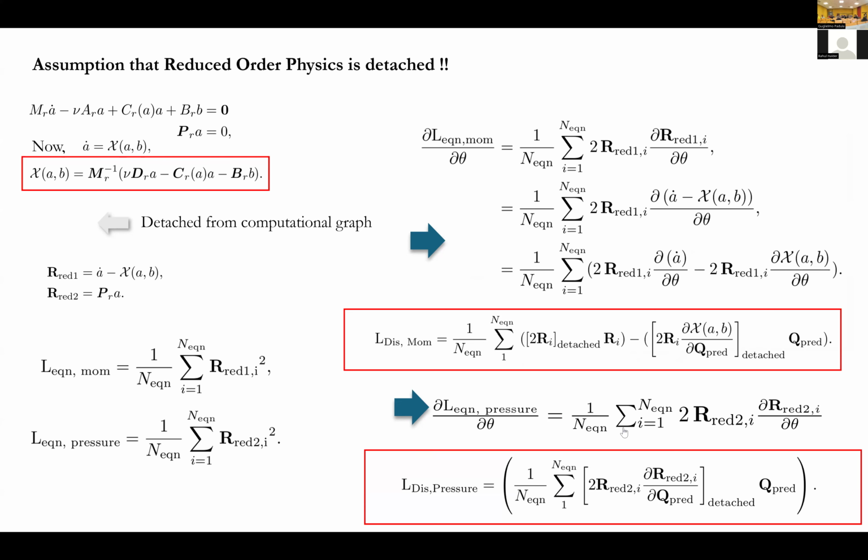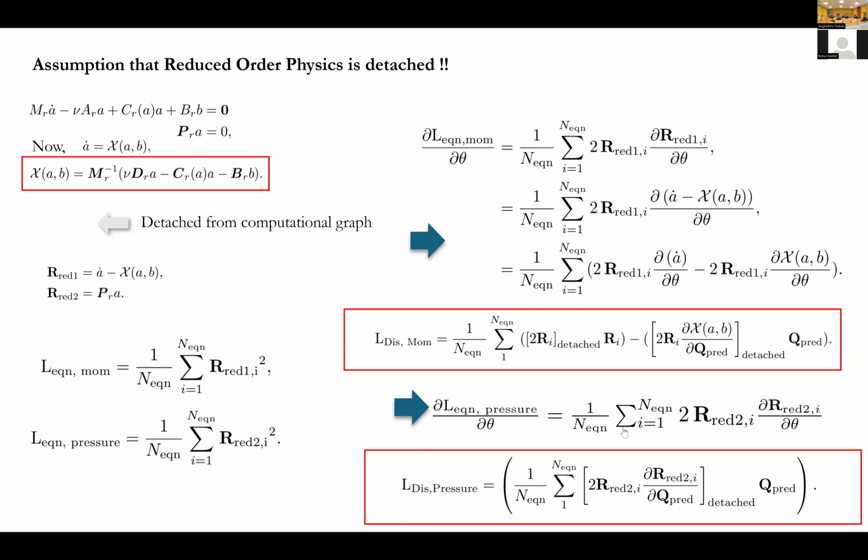So here what I have done is, the A dot term I computed from the computational graph. I did not use any numerical time scheme for A dot. I computed A dot from the neural network itself, but the spatial derivative stuff I considered detached, and it is coming from the external solver. Here you can also see the two loss terms. One is associated with momentum and one is associated with pressure.